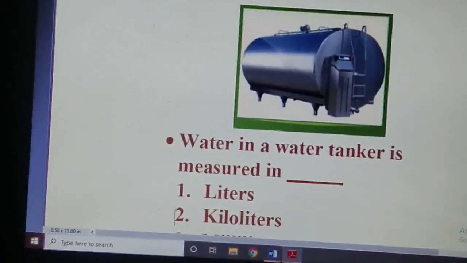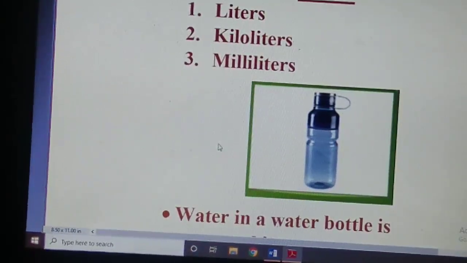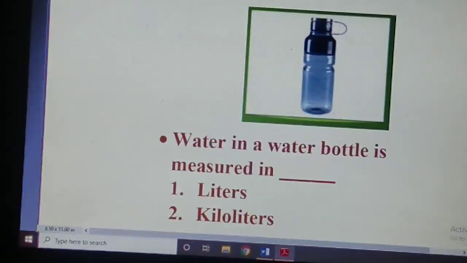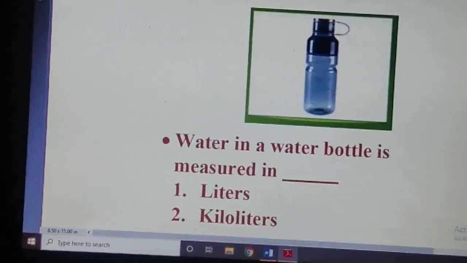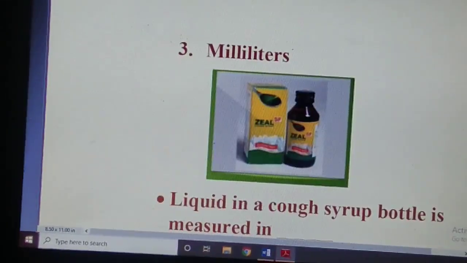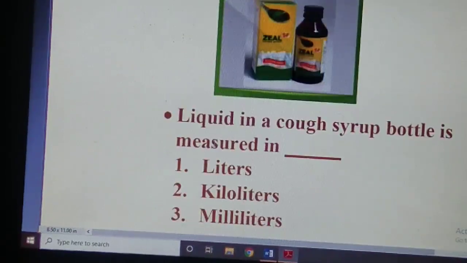Give the appropriate option. Water in the water tank is measured in liters, kiloliters or milliliters. Water in a water bottle is measured in liters, kiloliters or milliliters. Liquid in a cough syrup bottle is measured in liters, kiloliters or milliliters.